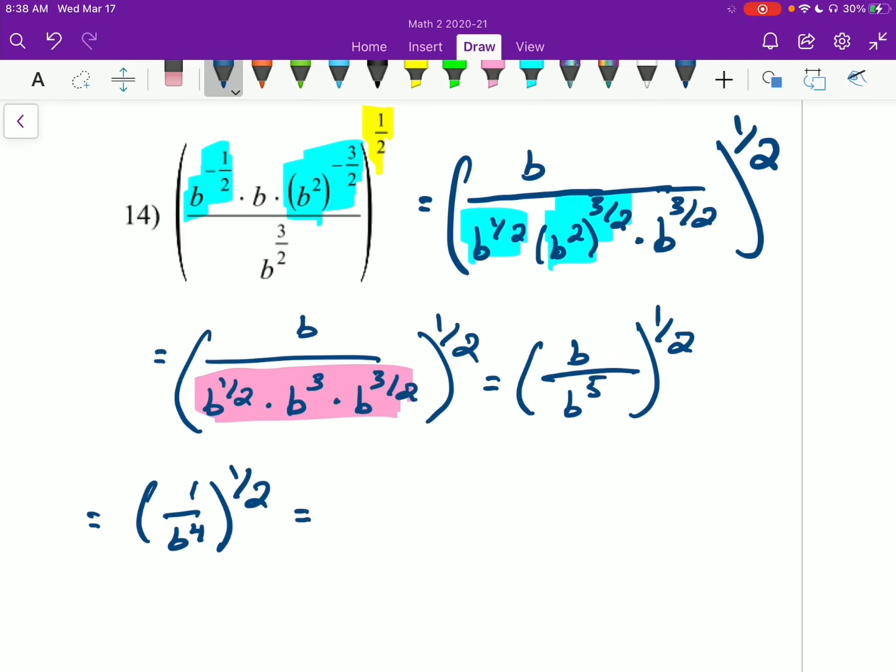Now whenever I multiply out my 1/2 or distribute out my 1/2, however you want to think about that, we have 1 to the 1/2, b to the 4 halves, which is 1 over b squared.